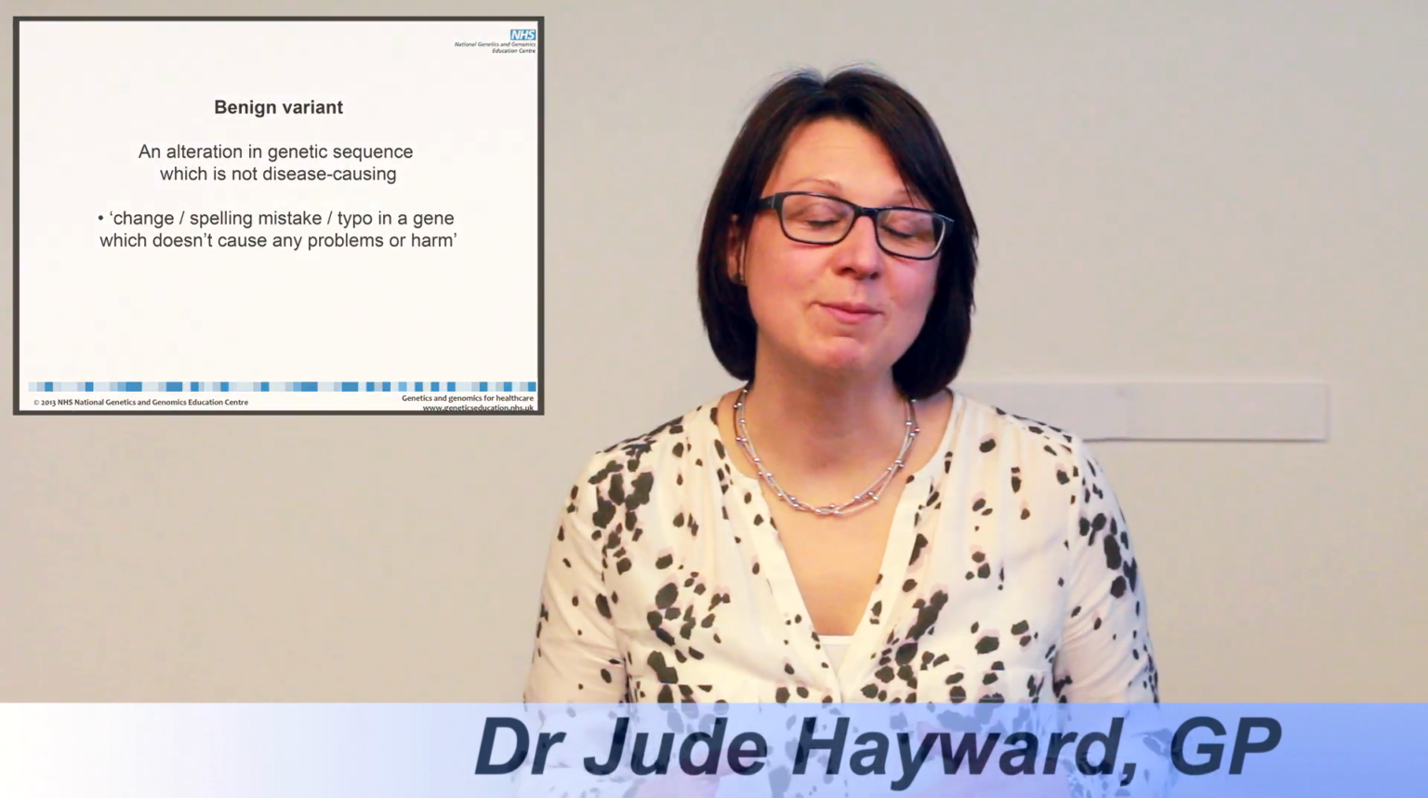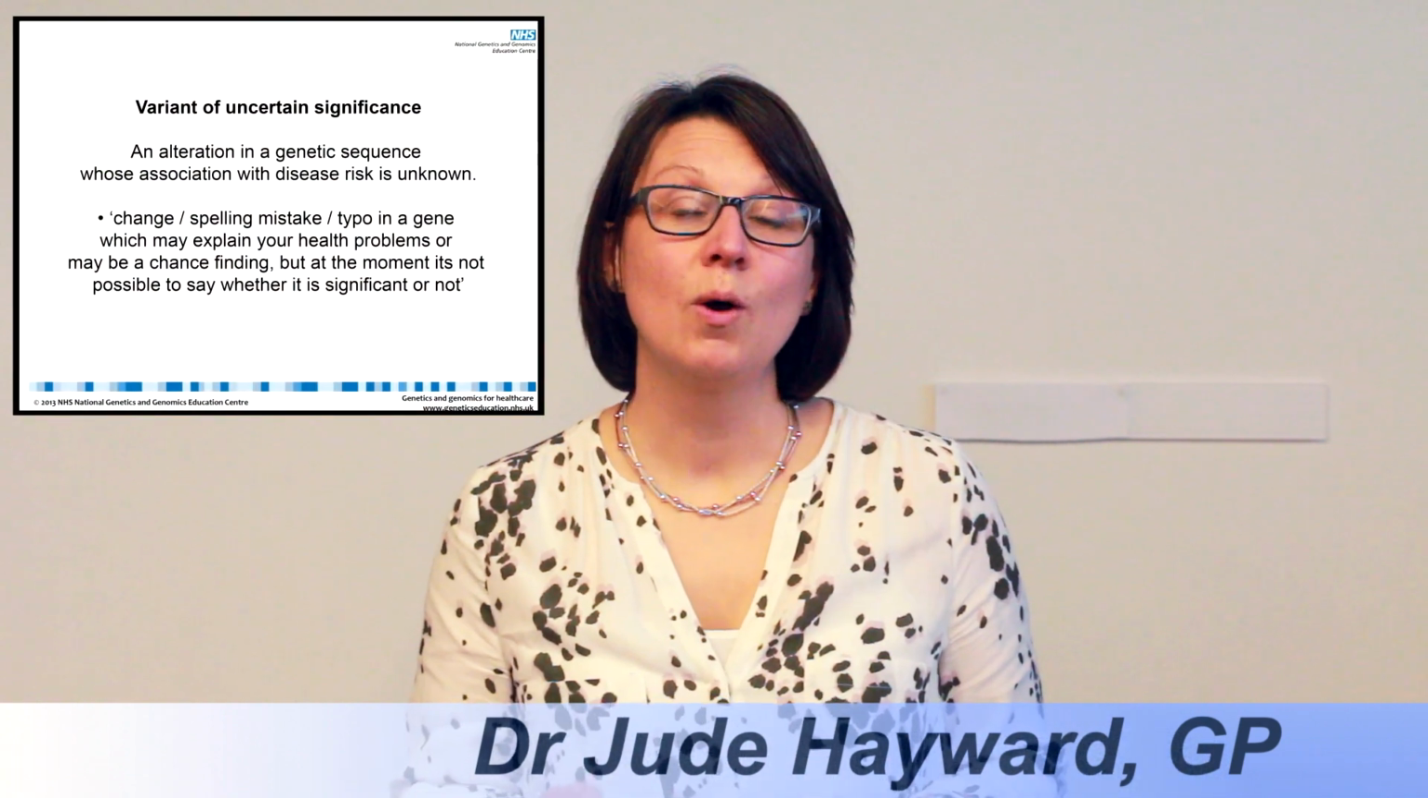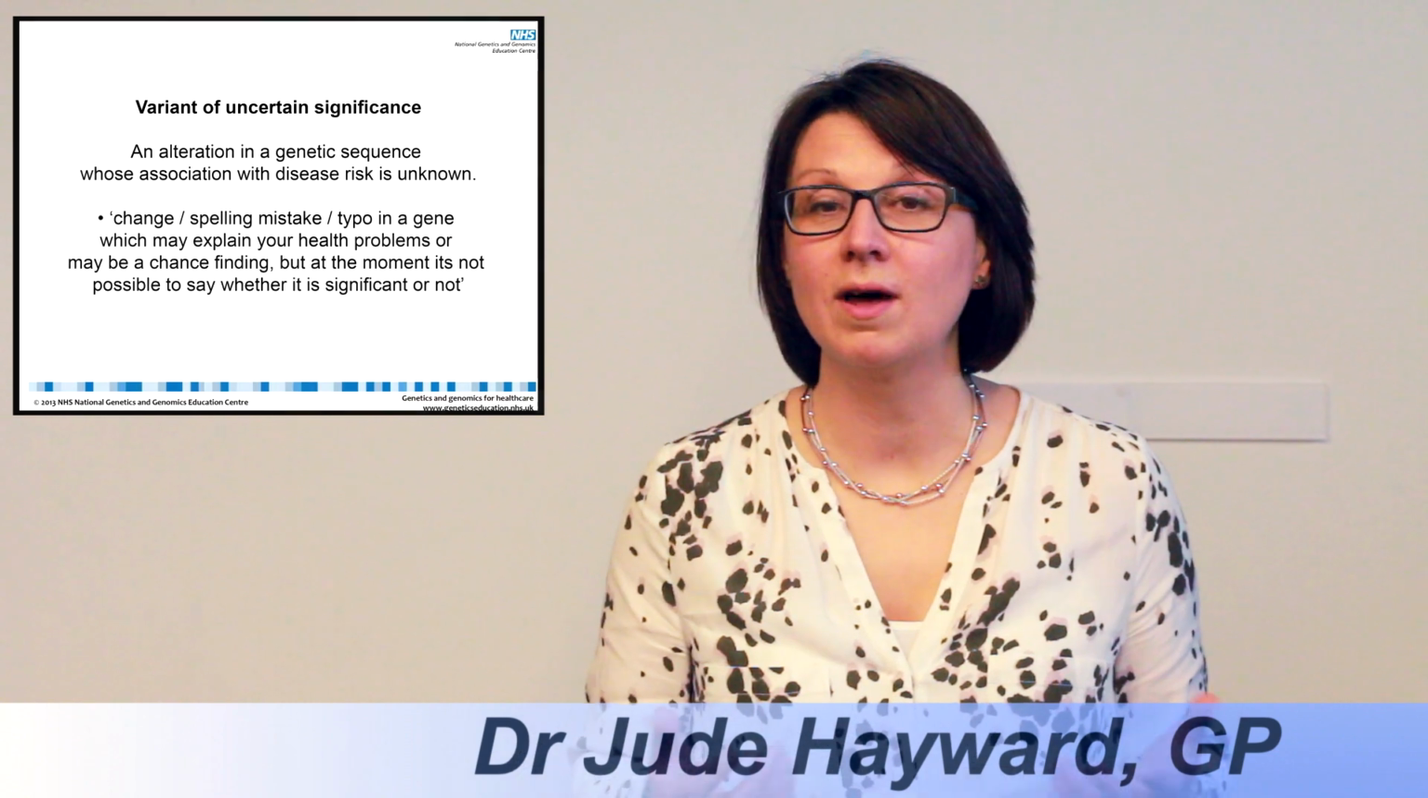A variant can also be a variant of unknown significance. What this means is that even with the wealth of information out there, the lab doesn't have enough information to be able to tell whether the variant is going to cause a problem with the gene or not, whether it's going to cause any health problems, or whether it's just a chance finding that's never going to cause any problems at all.